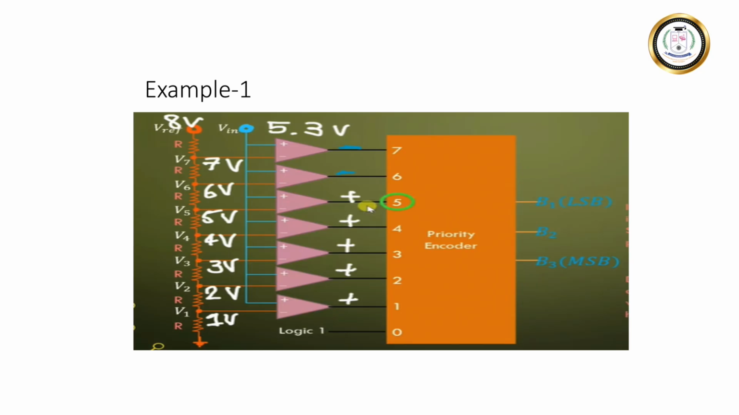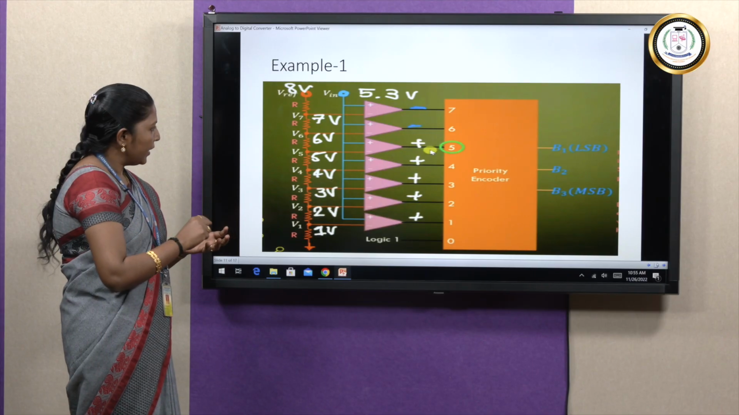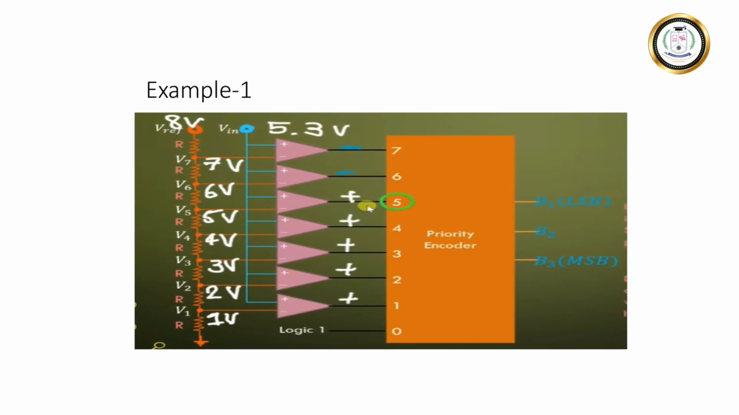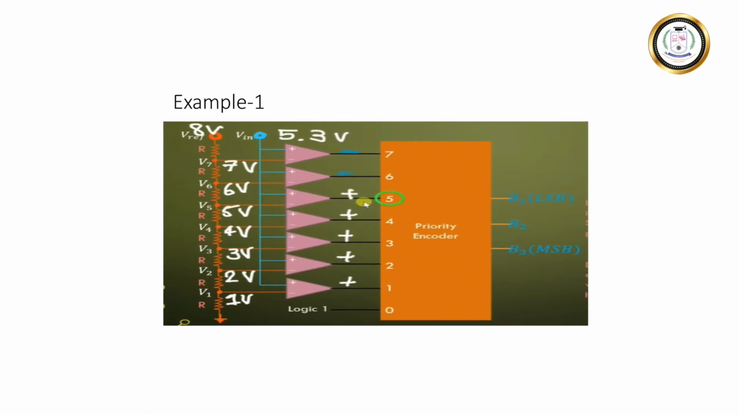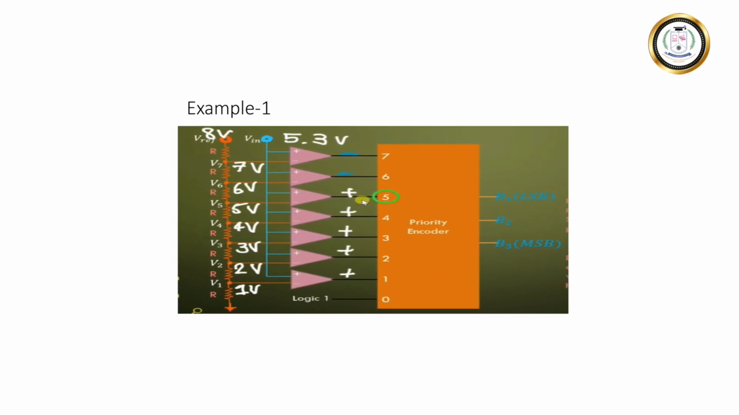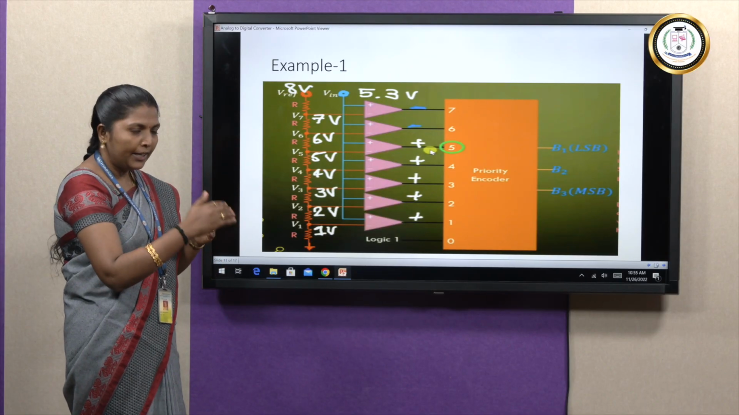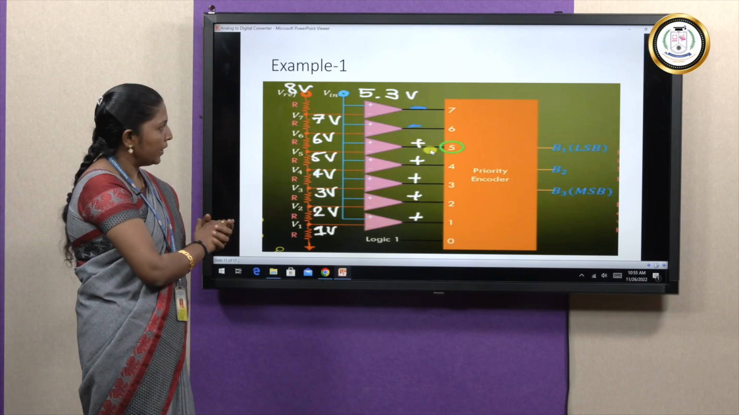Each comparator compares this analog voltage 5.3 with the corresponding nodal voltage. When we compare that, the lower 5 comparators get a positive signal, that is, the positive input is more than the negative input. So the output will be positive for the lower 5 comparators. The top 2 comparators will give negative voltage because the negative terminal voltage is more than 5.3 volts.